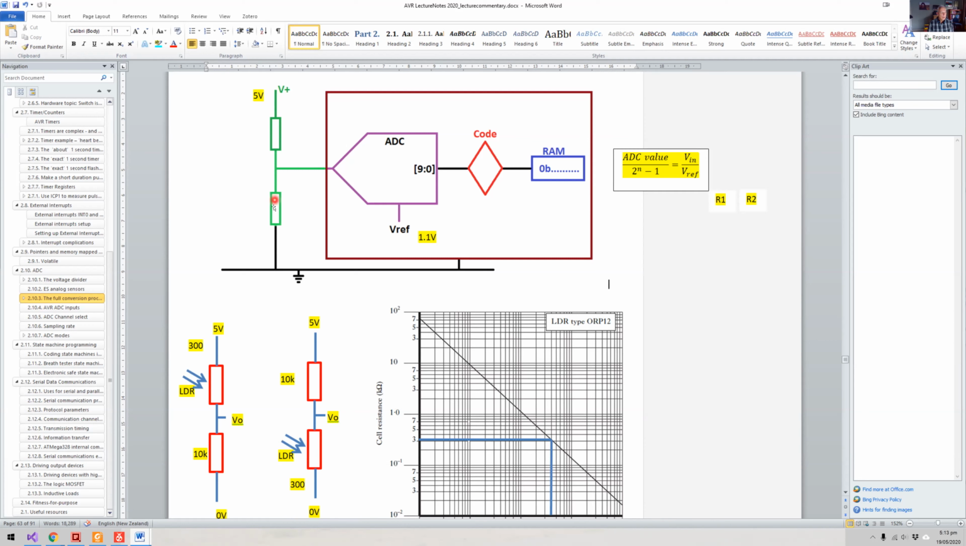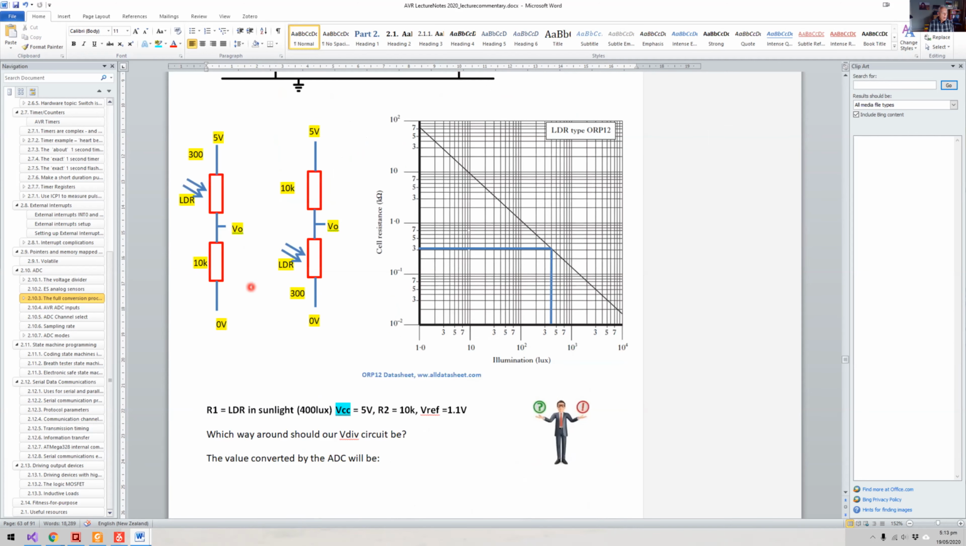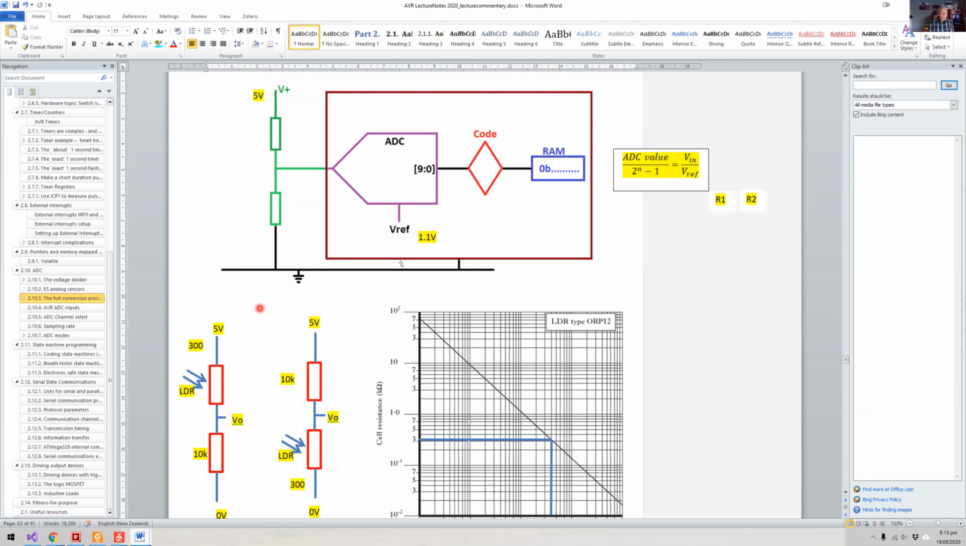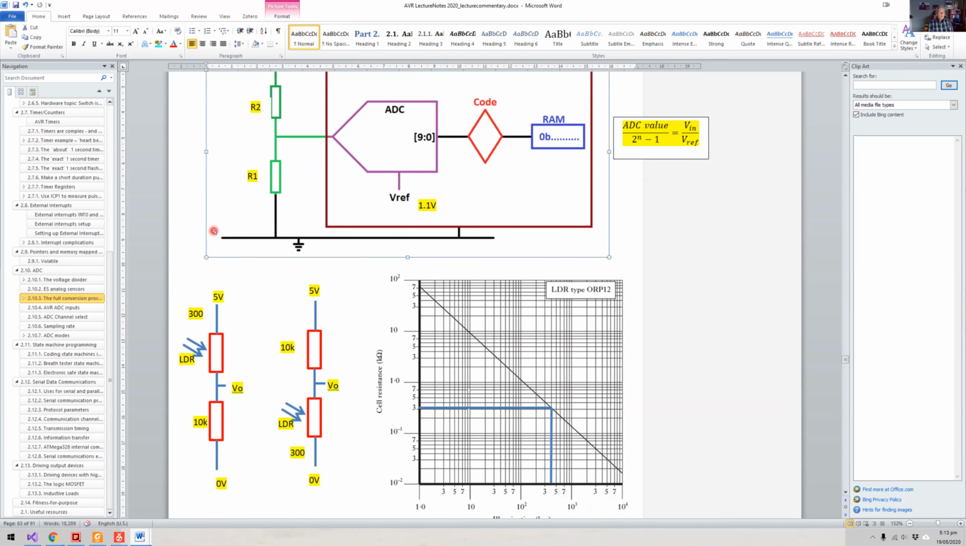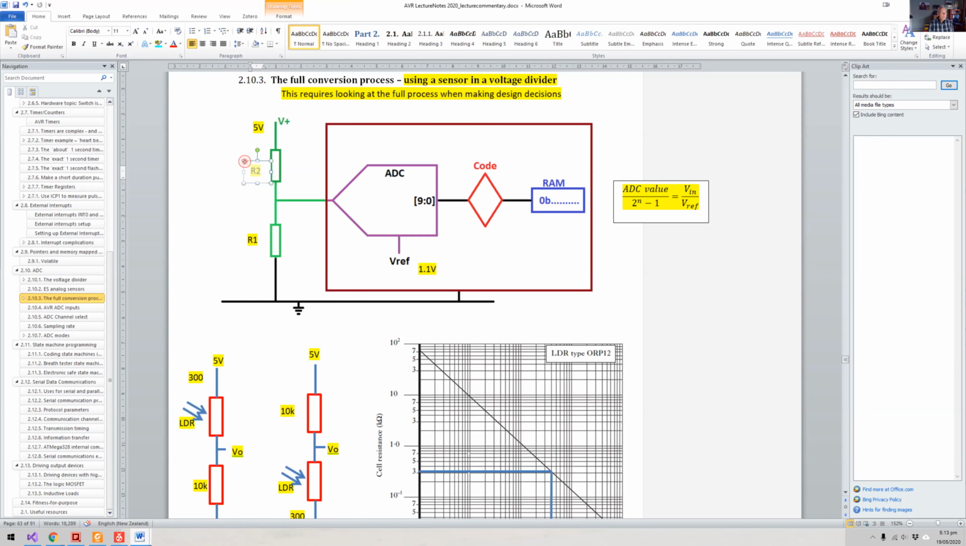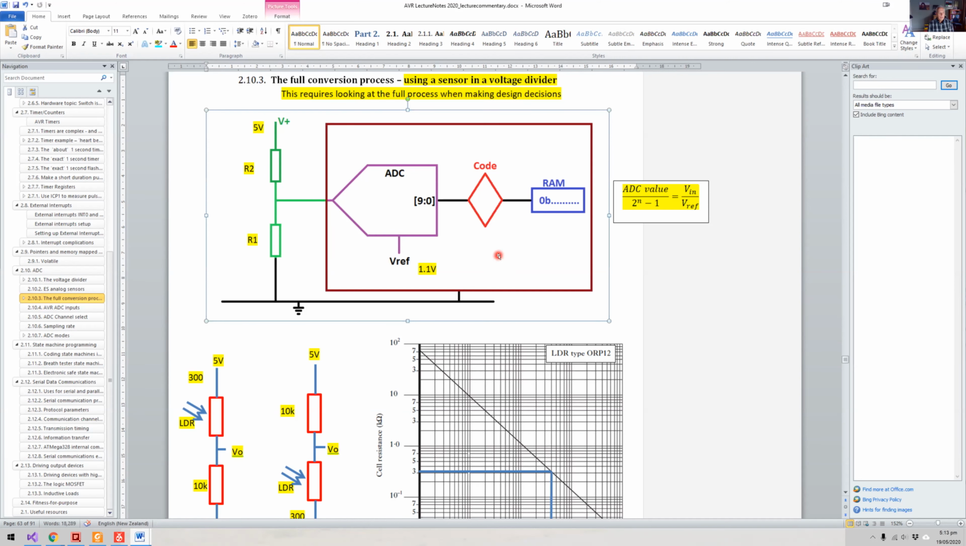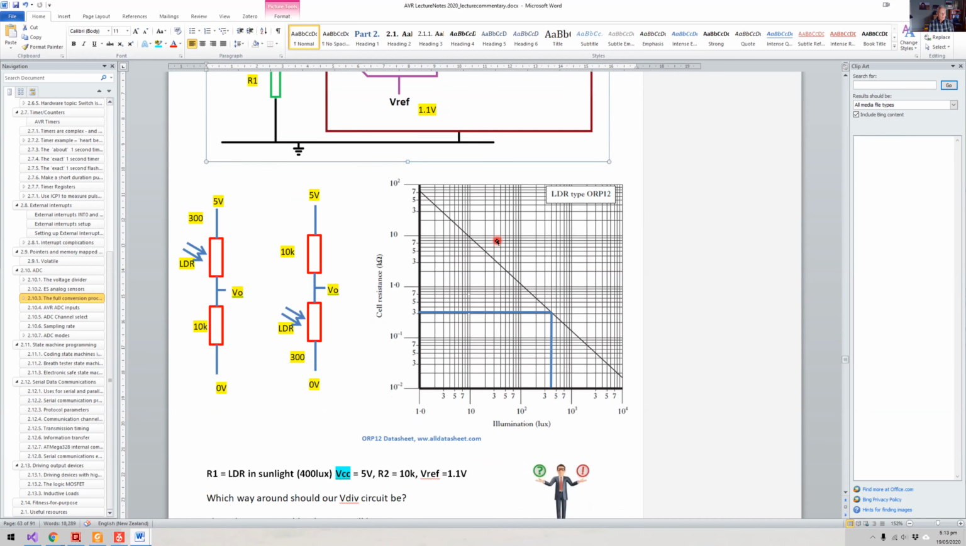So we've got to figure out which one of these is going to be R1. So R1 is the LDR. So we're going to put R1, the LDR, at the bottom of our design here, and we're going to put R2, which is the fixed value of 10K, up here. Okay, so just so that you can get an idea of the simple sort of design decision making that we're making when we're doing these sort of designs.